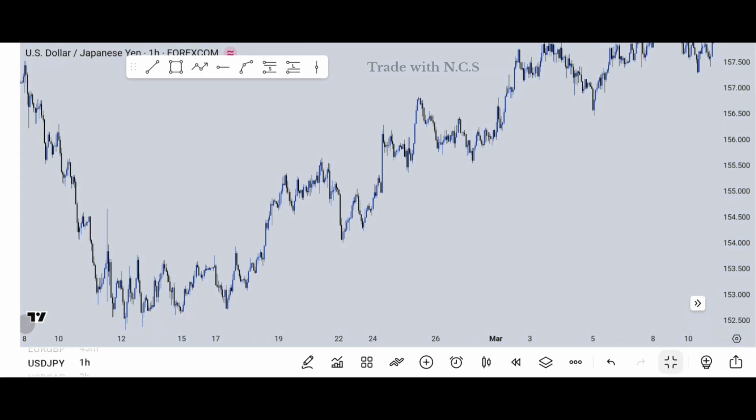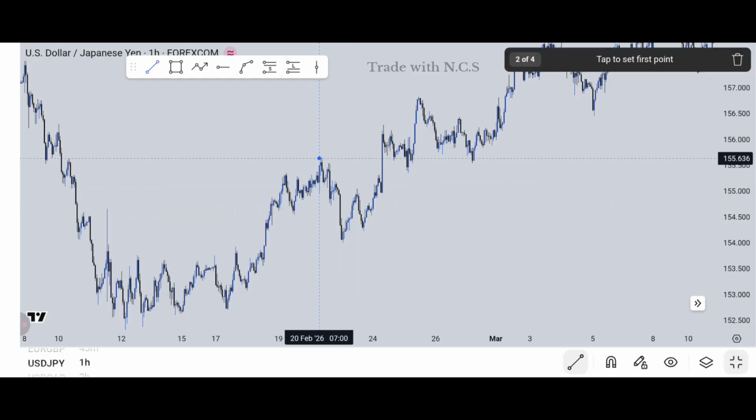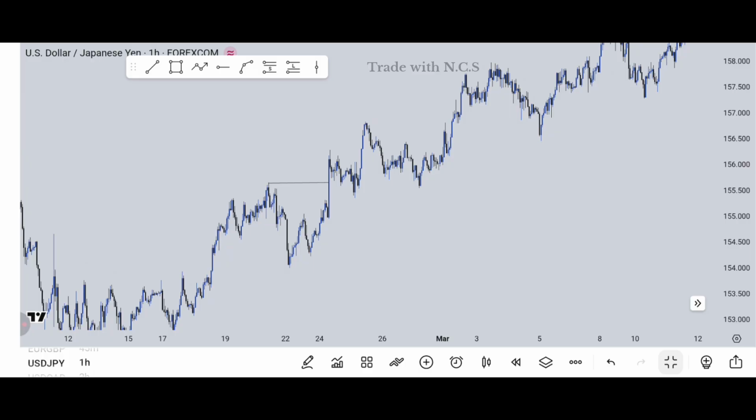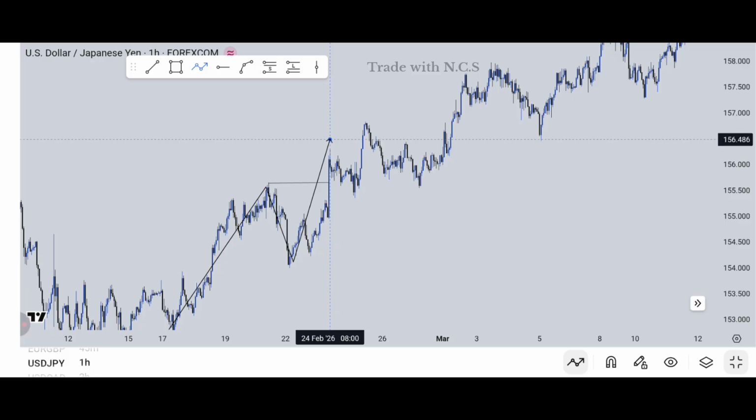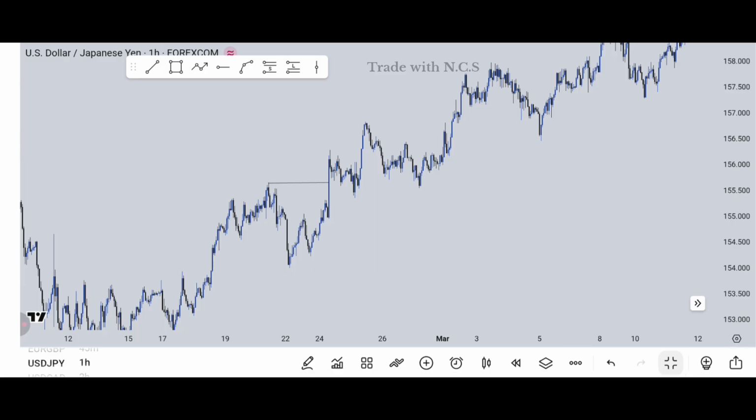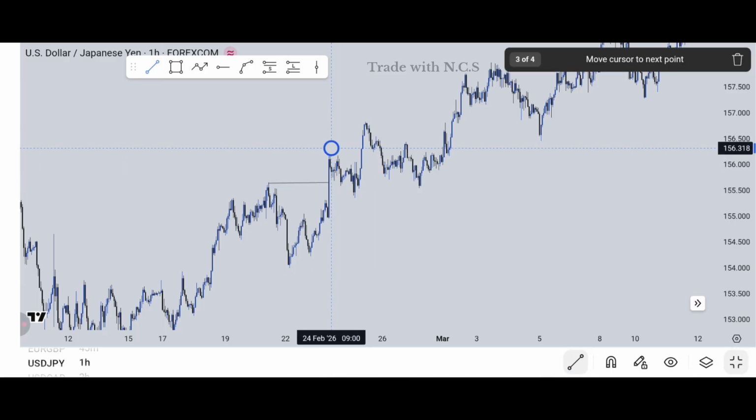So what is a break of structure? A break of structure is when price keeps breaking highs or lows while maintaining the particular trend it is on. What do I mean? In a downtrend it keeps breaking lows while still maintaining the trend it is on. Like in this case, the market is in an uptrend, higher highs, higher lows. Price keeps breaking highs, still maintaining the uptrend it is on.